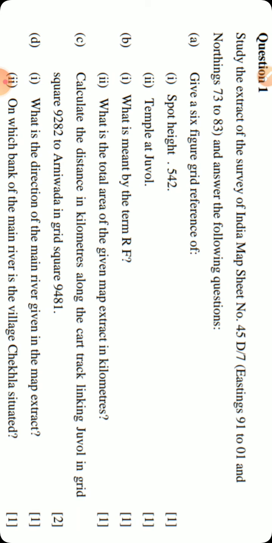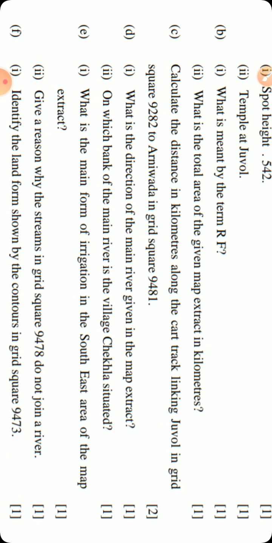Then, what is meant by RF? RF you have studied in 8th class also, representative fraction. You have to write the full form as well as the definition and formula. What is the total area of the given map extract in kilometers? I told you how to calculate that. You try. Calculate the distance in kilometers along the cart track linking Joel in grid square 9282 to Erniewala in grid square 9481. D question is, what is the direction of the main river given in the map extract?